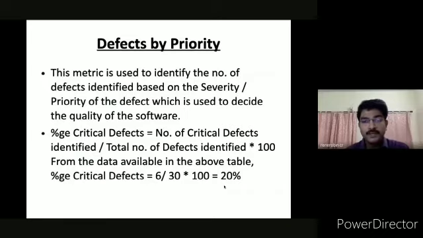So it helps the management to take proper decisions. The percentage of critical defects is equal to the number of critical defects identified divided by the total number of defects identified, into 100. From the data in the above table, 6 defects are identified as critical defects among the 30 defects identified, and 65 test cases are executed, into 100, is equal to 20%.